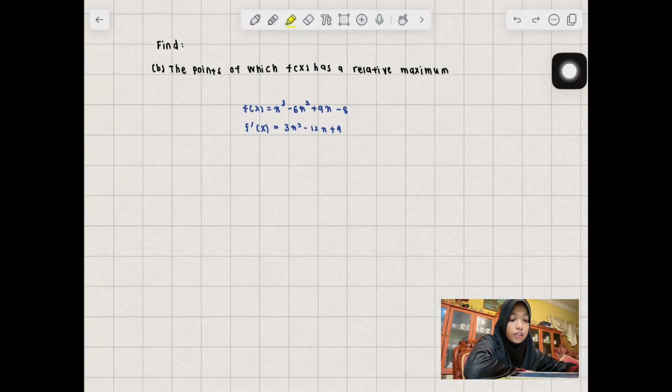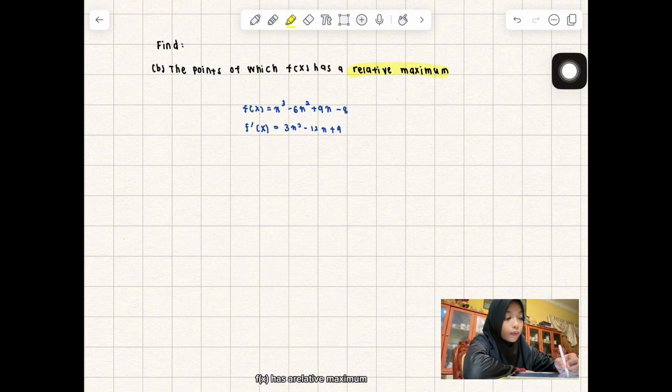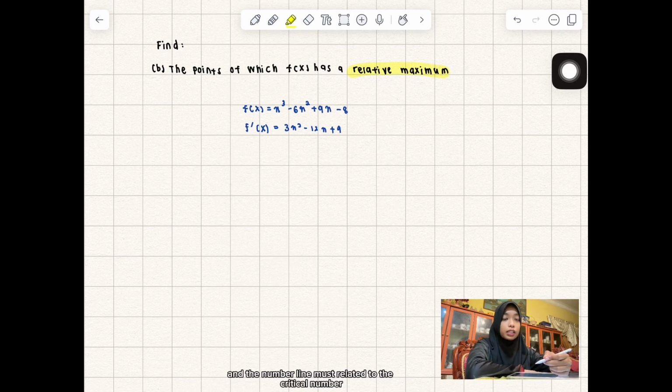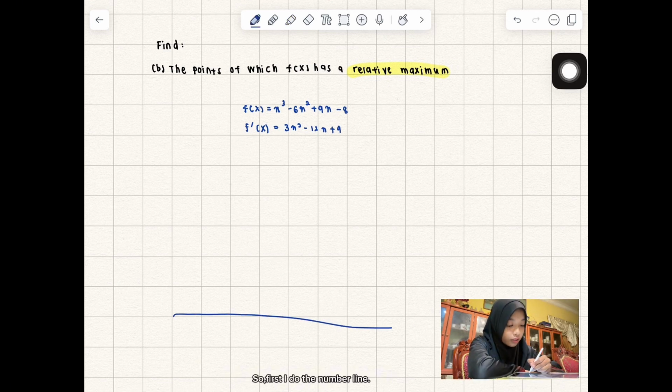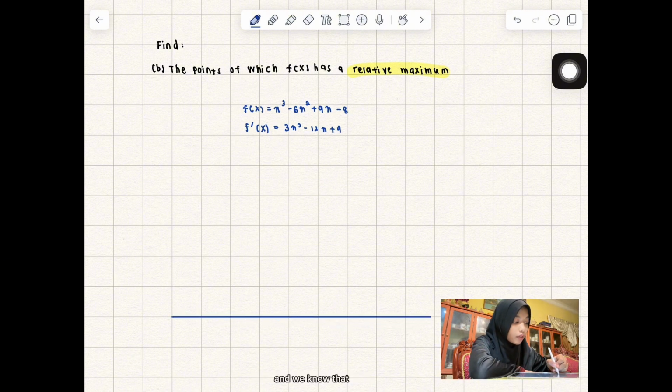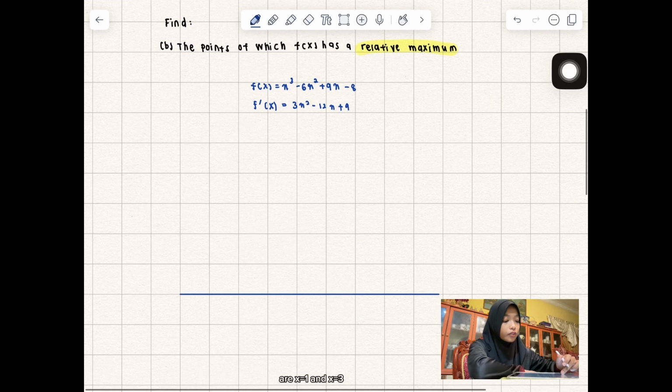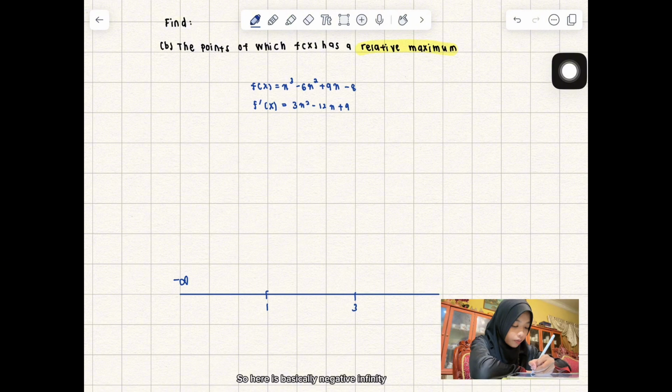For the second question, we need to find the point at which f(x) has a relative maximum. To do this question, we need to do a number line, and the number line must relate to the critical numbers that we found in the previous question. So first, I do the number line. Our critical numbers are x equal to 1 and x equal to 3, so I put x equal to 1 here and x equal to 3 here. Here is basically negative infinity and here is positive infinity.